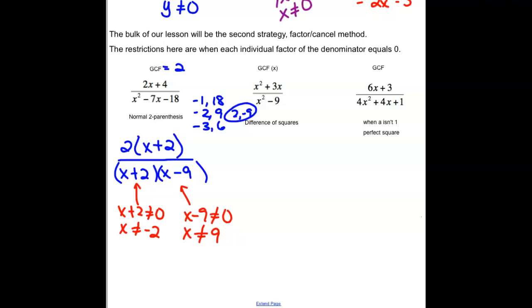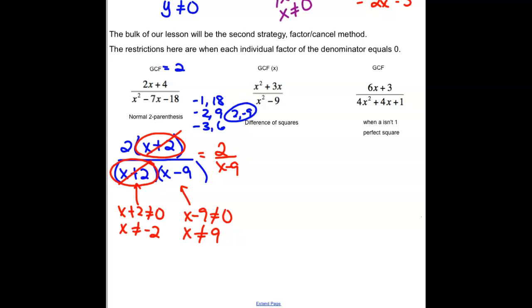Once we have our restrictions listed, we can look for common factors that we can reduce out. And we have to take the whole factor. So notice that we have an x plus 2 factor, both in the numerator and the denominator. Because those match exactly, we can divide them out. And our simplified answer here would just be 2 divided by x minus 9, with the restrictions that x cannot equal negative 2 or positive 9.